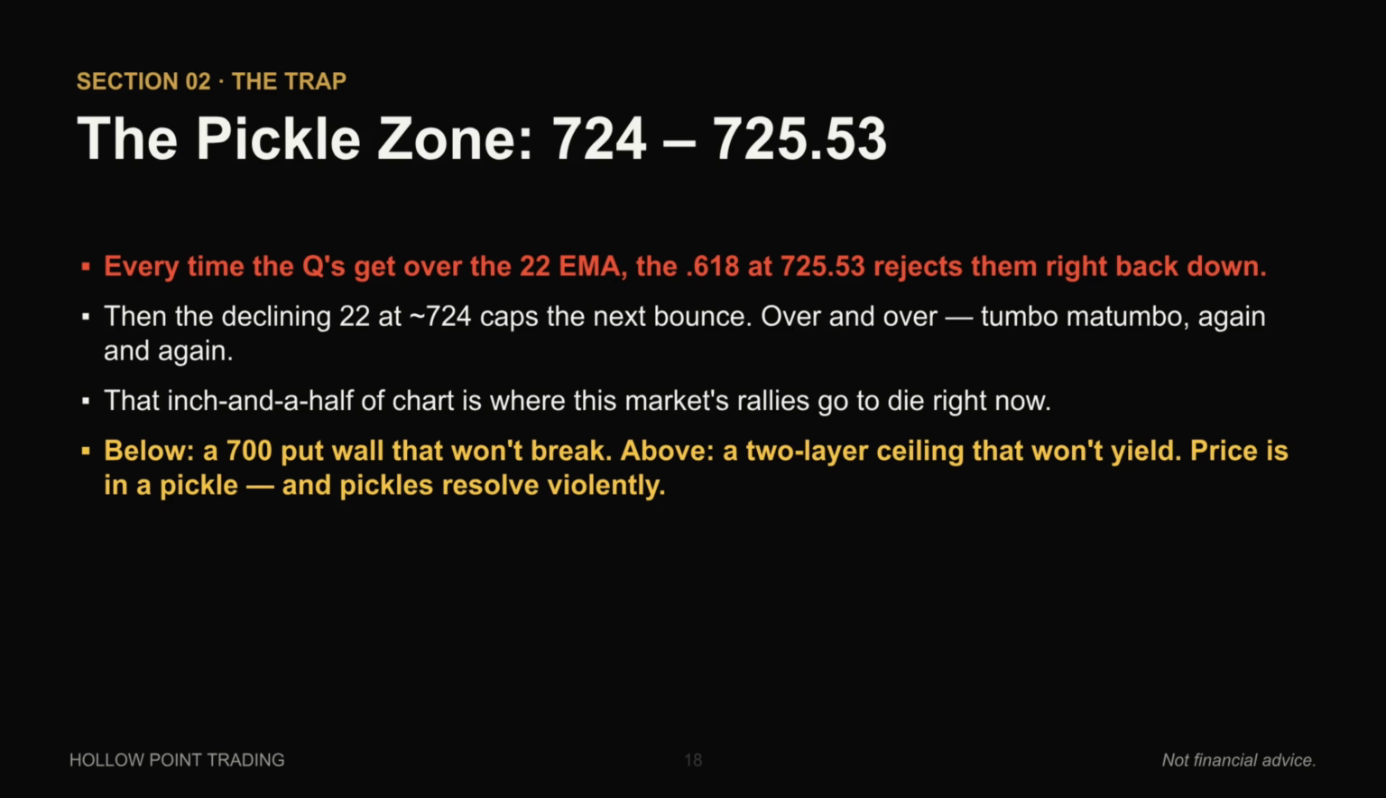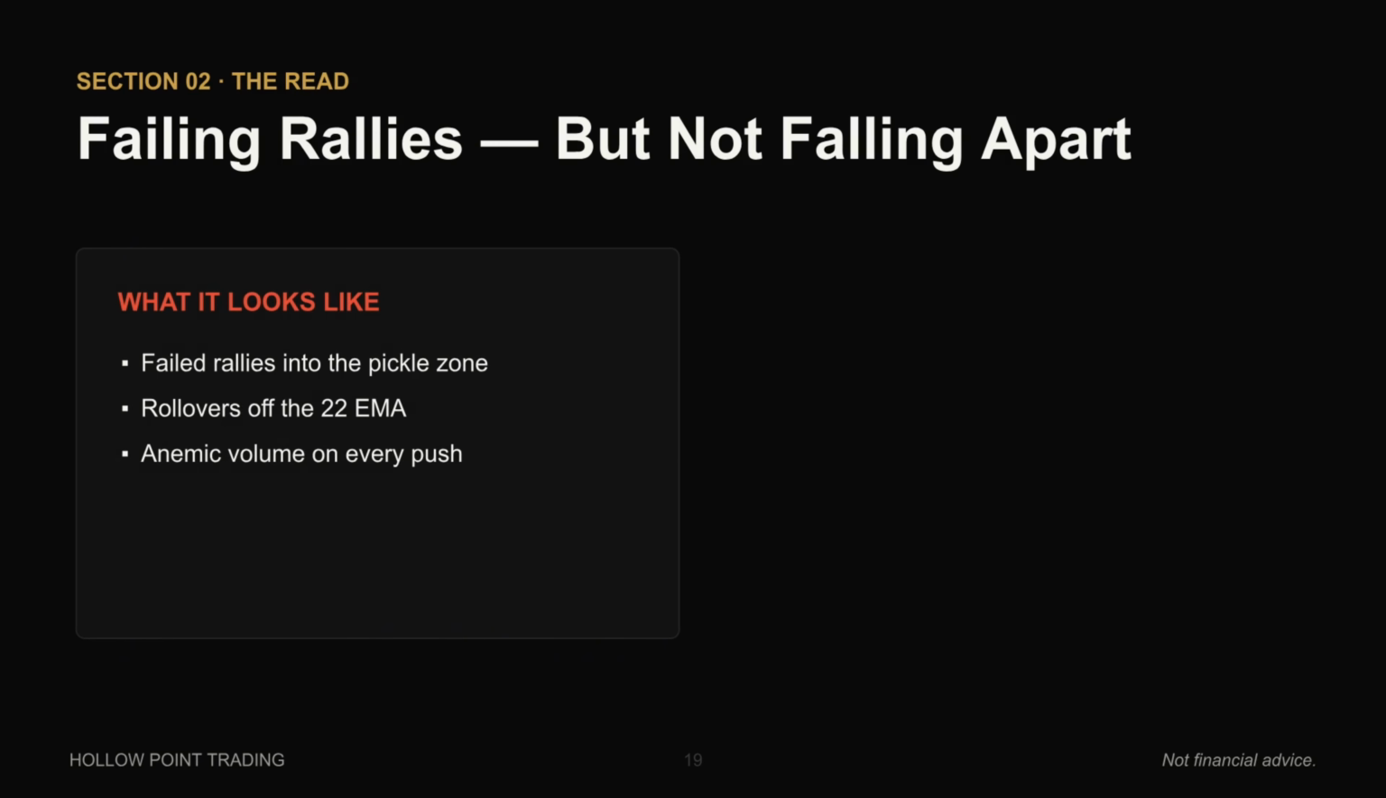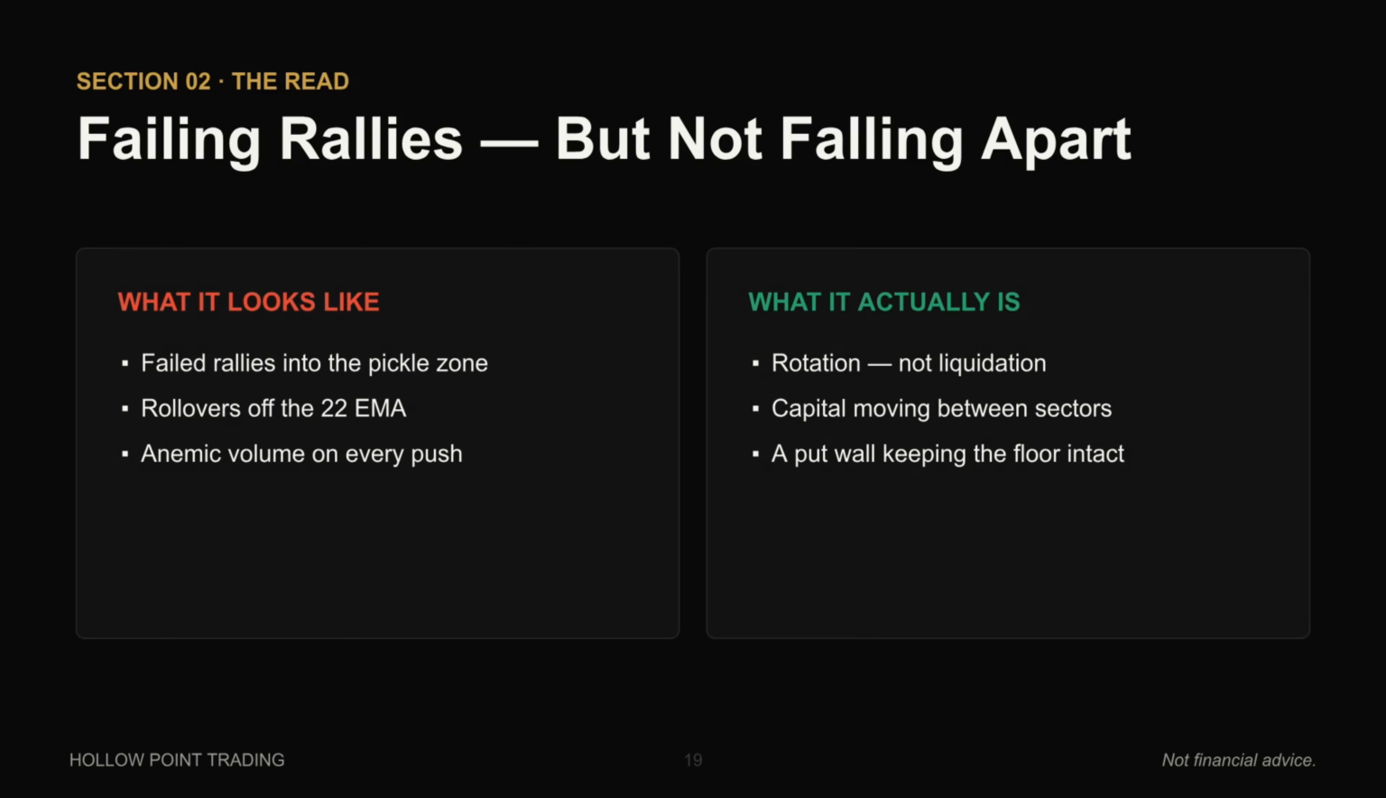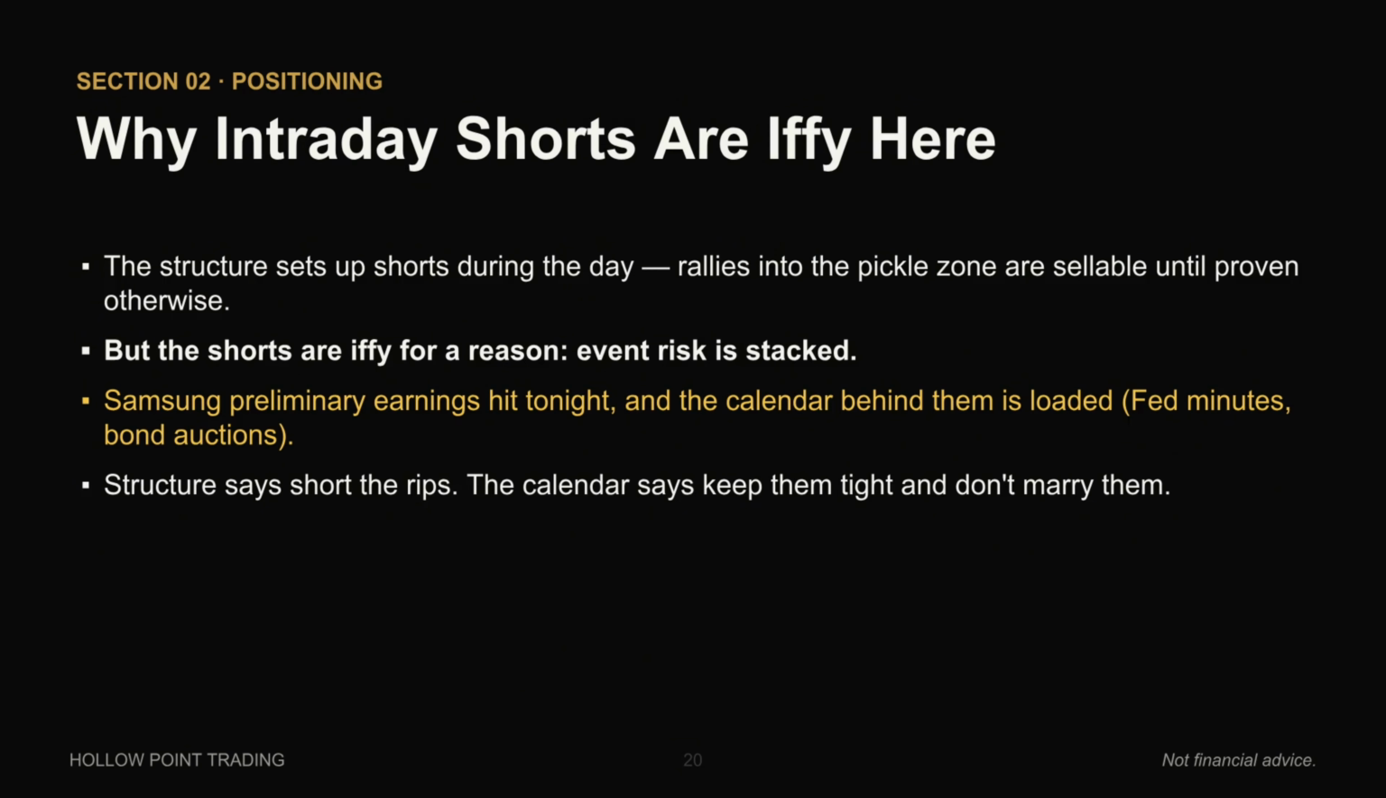With a put wall at 700 acting as a floor, price is tightly constrained and likely to resolve with significant volatility. While rallies appear to be failing, it is important to distinguish this from true liquidation. We are currently seeing sector rotation as capital moves, rather than a full market exit. Intraday shorts are risky here, due to heavy event risk. With upcoming earnings reports and a loaded calendar of economic events, it is best to keep positions tight.